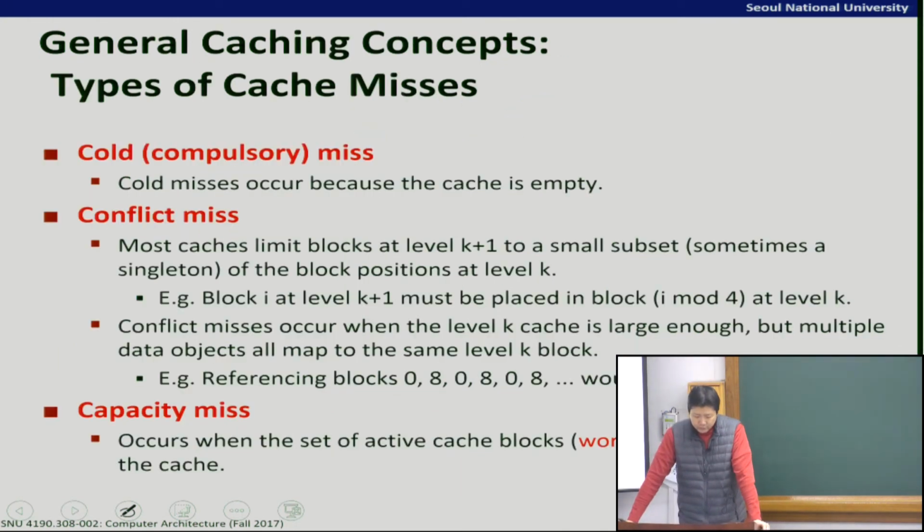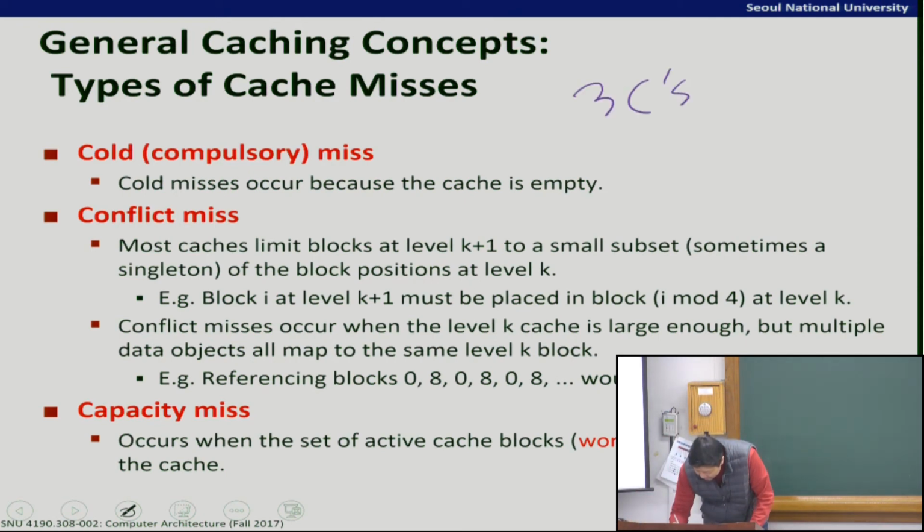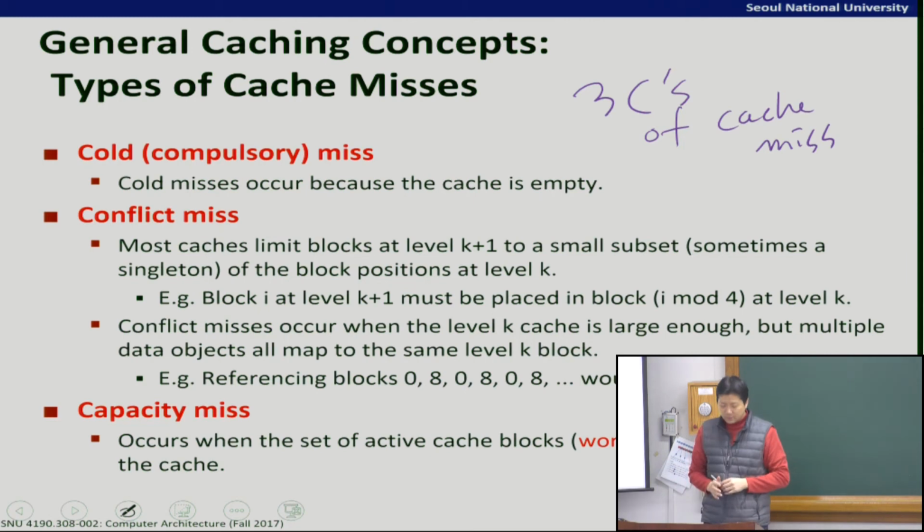And generally, there are some general caching concepts. There are multiple causes of cache miss. If you have a cache miss, there are multiple reasons why it can happen, and this is the so-called 3 C's of cache miss. There are 3 reasons why we have a cache miss. The first one is cold miss. The second one is conflict miss, and the third one is capacity miss.